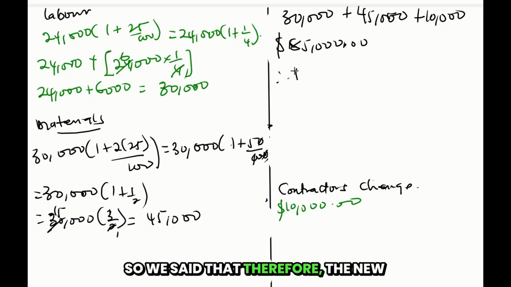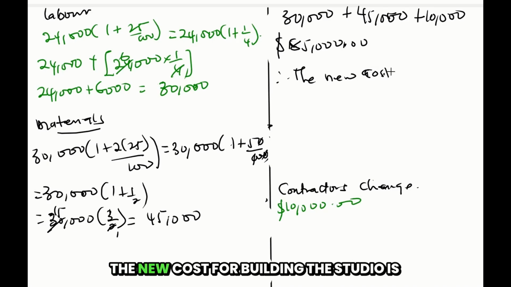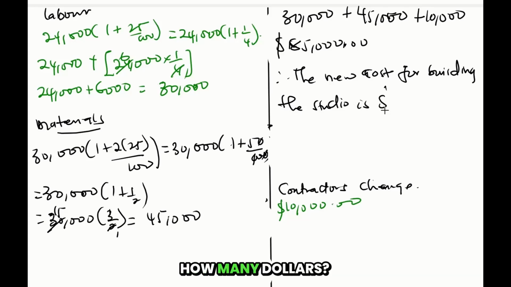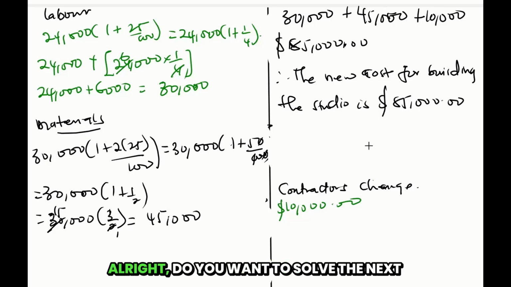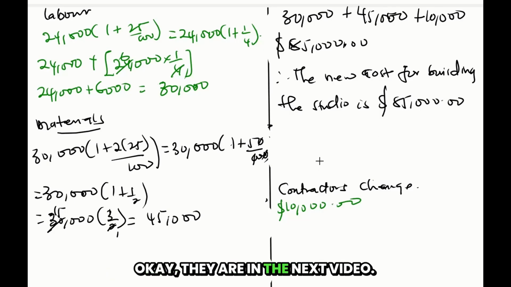So you say that therefore the new cost for building the studio is how many dollars? It is $85,000. All right. Do you want to solve the next questions? Okay. They are in the next video.